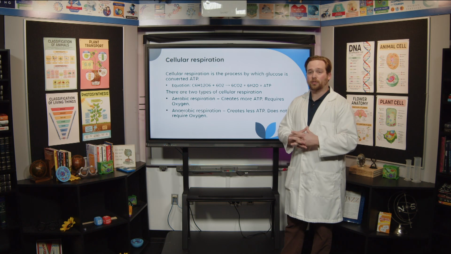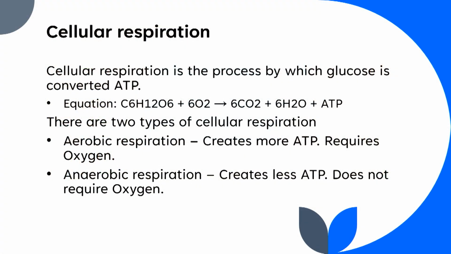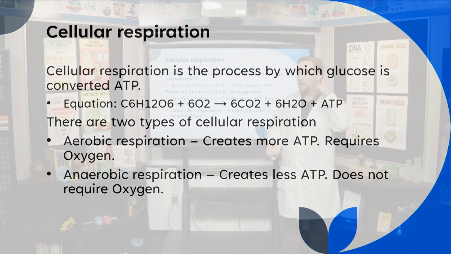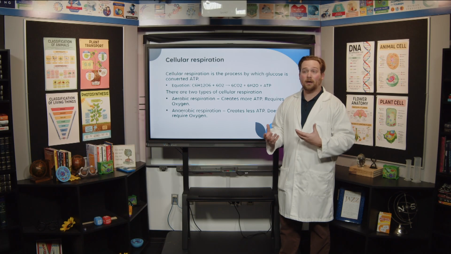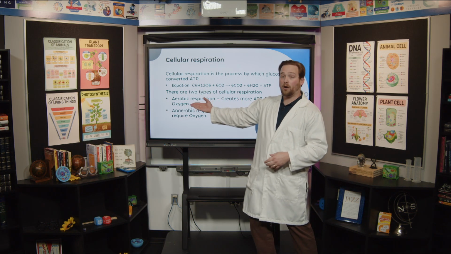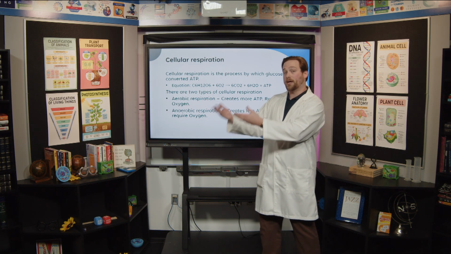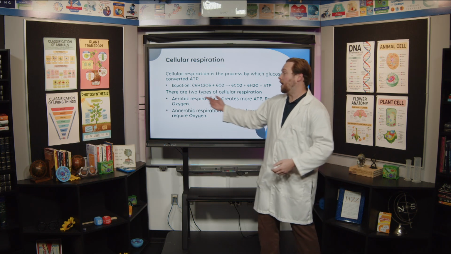Okay, so let's take a closer look at cellular respiration, and you'll see that there are two different types: aerobic respiration and anaerobic respiration. And these are kind of opposites of one another. Aerobic respiration creates a lot of ATP, but it requires oxygen. Anaerobic respiration creates less ATP, but it does not require oxygen. So depending on the situation that you're in, you can do either one of these. Humans and most animals can do either one. We like to do the aerobic because it's more efficient. We get a lot more energy out of performing this, but you need oxygen.